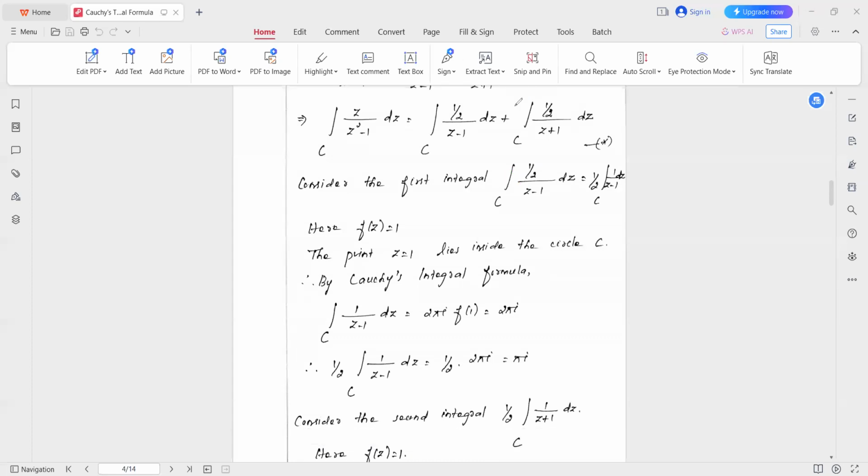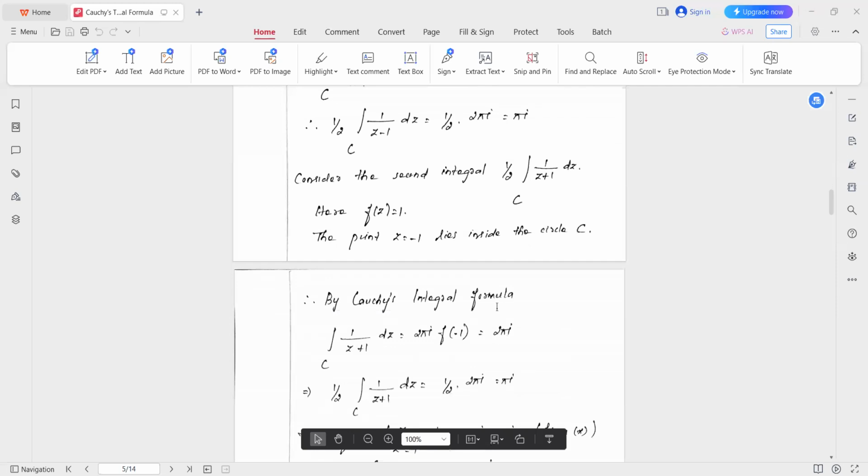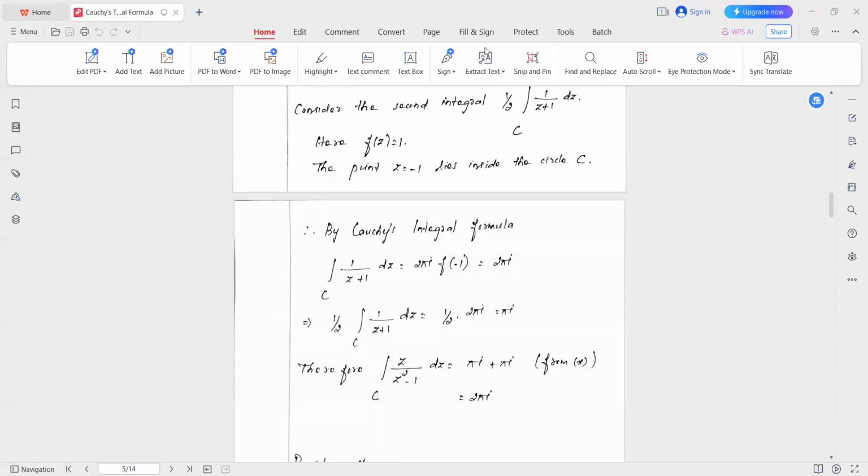We rewrite this as 1 by 2 into, we are taking 1 by 2 outside as it is independent of the variable z. We are taking it outside of the integral: 1 by 2 into integral over c 1 by z plus 1 dz. So I have written this. Now we are finding the value of first this one, 1 by z plus 1 dz.